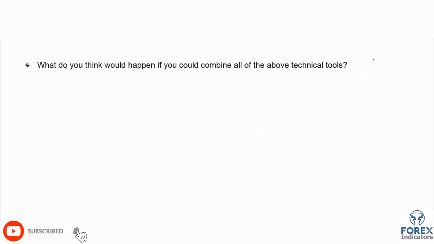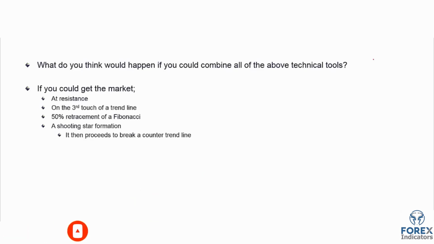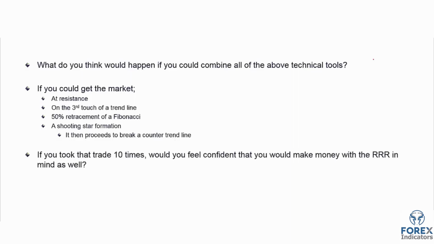So what do you think would happen if you could combine all the above technical tools? If you could get the market at resistance on the third touch of a trend line, 50% retracement on a Fibonacci, a shooting star formation, it then proceeds to break a counter trend line. If you took that trade 10 times, would you feel confident that you would make money with the risk reward in mind as well? Now that's what we're talking about when we say high probability trades.